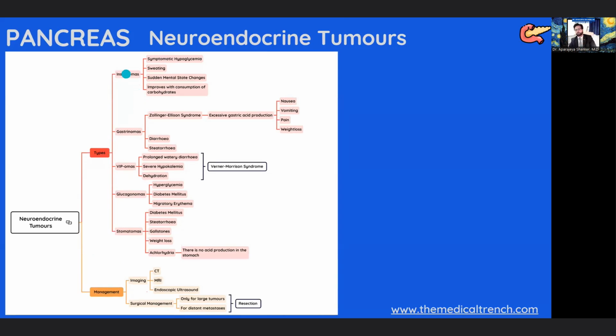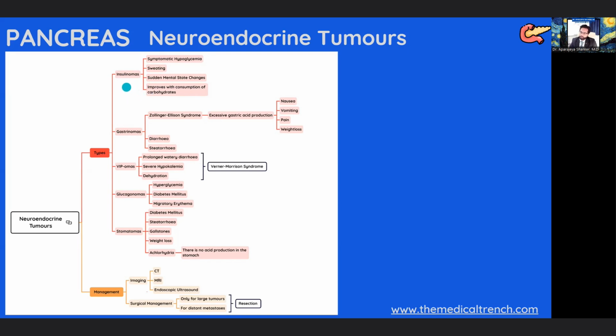So, for example, you have insulinomas, which are found in beta cells. Gastrinomas are found in G cells, and then VIPomas and glucagonomas and somatostatinomas. Most of these patients, you will see that they are producing an excess amount of the hormone that they are responsible for. And sometimes the most important one is the insulinoma.